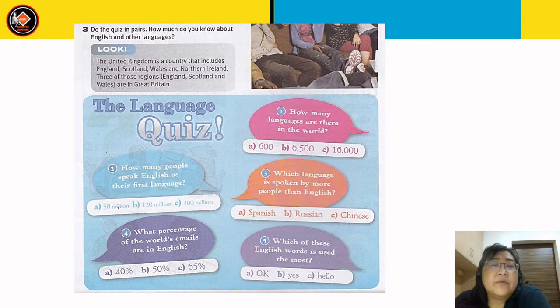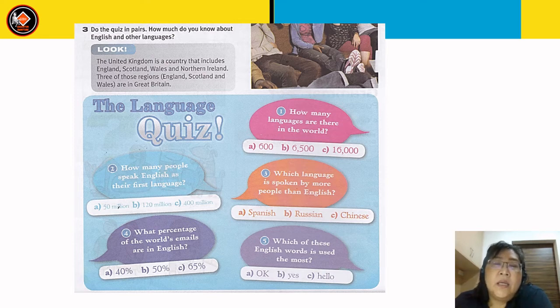Now you can do the quiz in pairs. How much do you know about English and other languages? Okay, let's look. The United Kingdom is a country that includes England, Scotland, Wales, and Northern Ireland. Three of these regions, England, Scotland, and Wales, are in Great Britain. Now let's look at the language quiz.